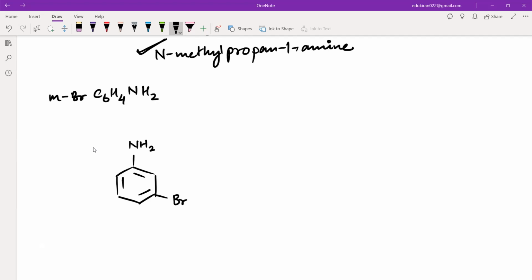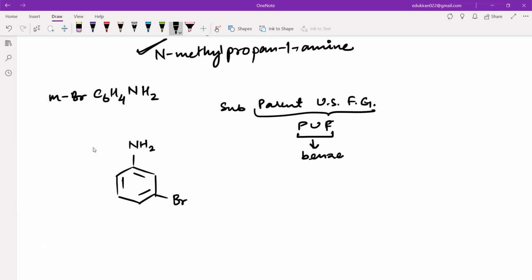Yes. Okay. So there are two ways of naming it, and both will be correct. First, I will give you the IUPAC systematic nomenclature for this molecule. Whenever you have benzene, we have these things: substituent, then the parent, then the unsaturation, and then the functional group. Whenever you get a benzene, remember PUF: parent, unsaturation, and functional group. For all these three, we have only one word, that is benzene. The rest of them are substituents.